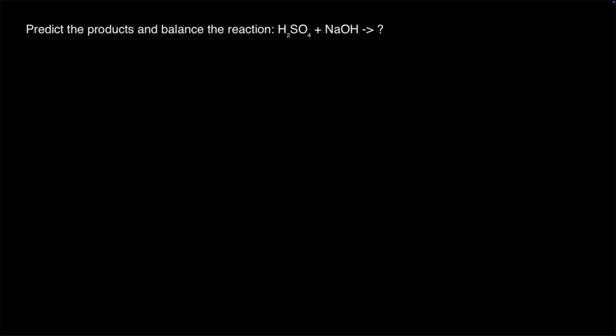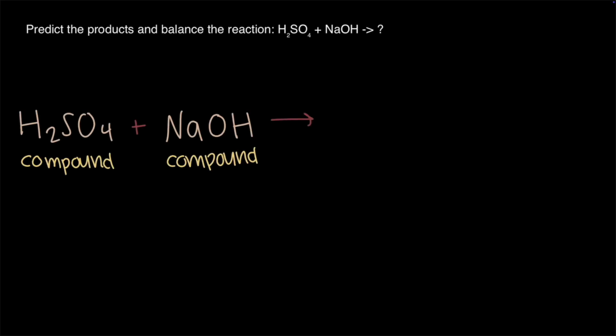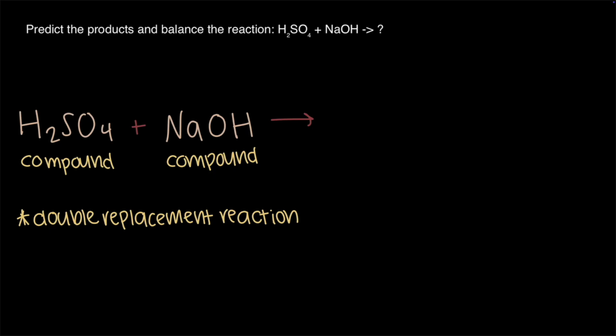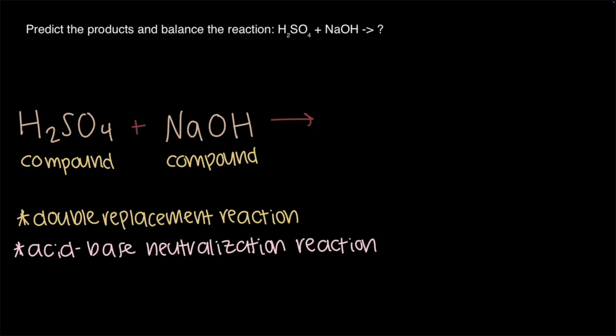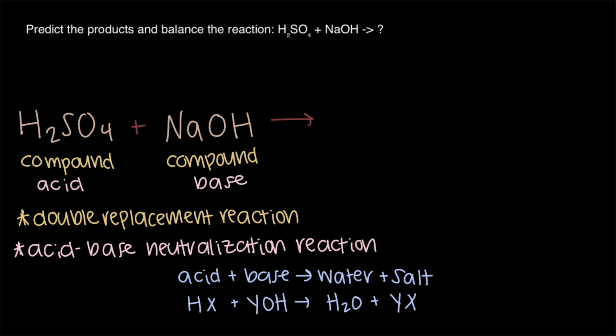Predict the products and balance the reaction. H₂SO₄ plus NaOH creates blank. We have 2 compounds, so this will be a double replacement reaction. This will also be an acid-base neutralization reaction because H₂SO₄ is an acid and NaOH is a base. An acid-base neutralization reaction will create water and a salt. A salt is just an ionic compound.